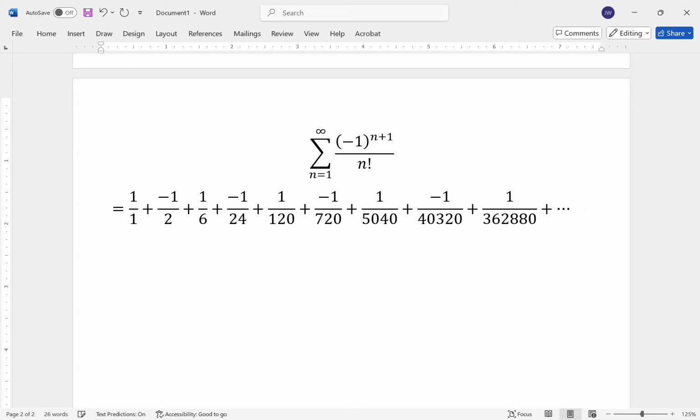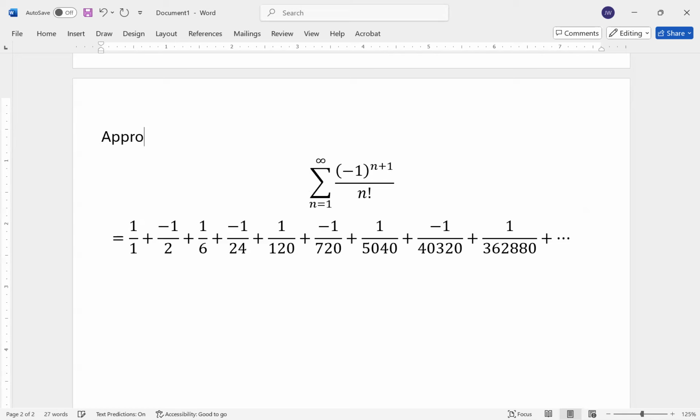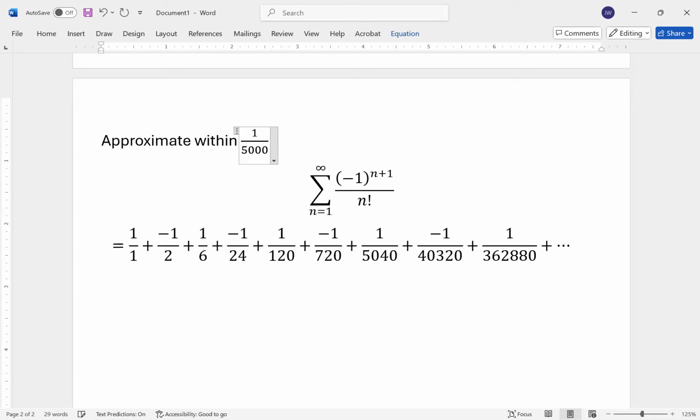Now, the question asked me to approximate within 1/5000th. By the way, 1 over 5,000 is exactly 0.0002 as a decimal. The fact that it's 0.0002 as a decimal is not that big of a deal, but I just wanted to point that out. That's basically approximating almost within 4 decimal places.